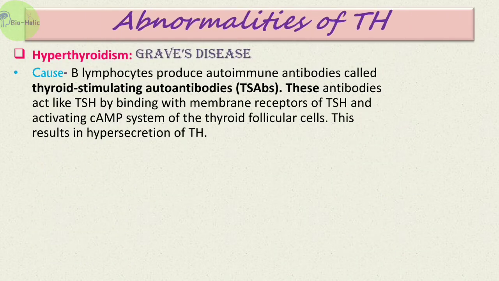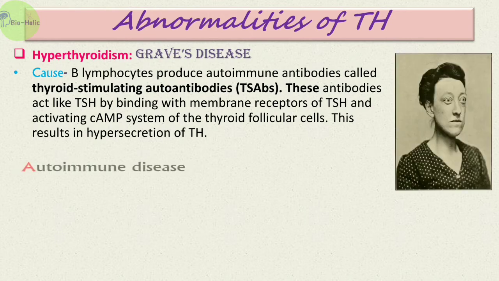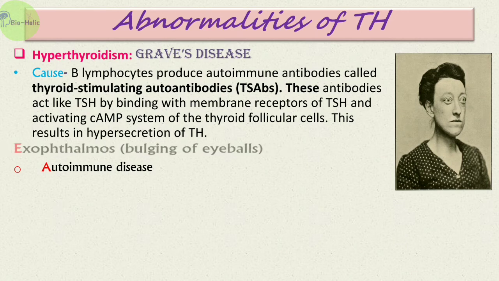Graves' disease is a condition that is produced by the autoimmune antibodies called thyroid stimulating antibodies. These antibodies act like TSH by binding with membrane receptors of TSH and activating cAMP system. So the result is hypersecretion of thyroid hormones. So it is an autoimmune disease.